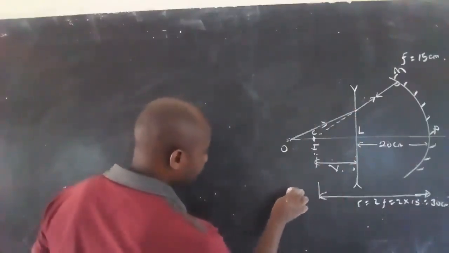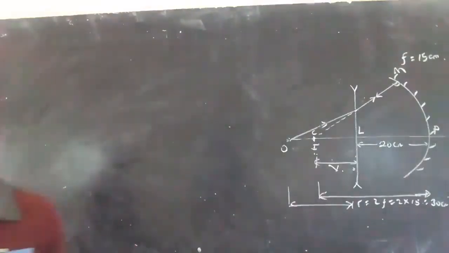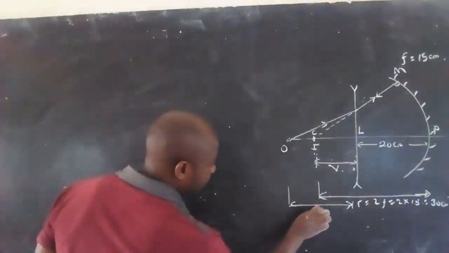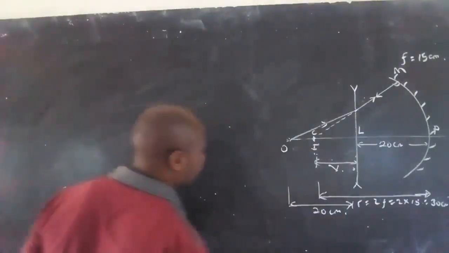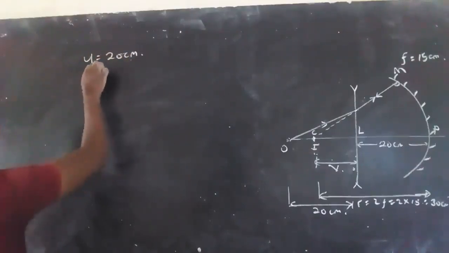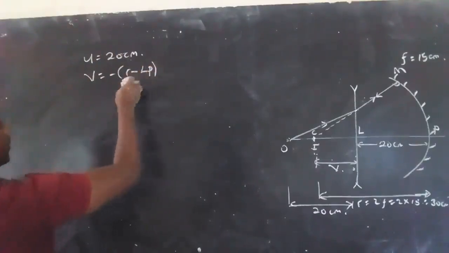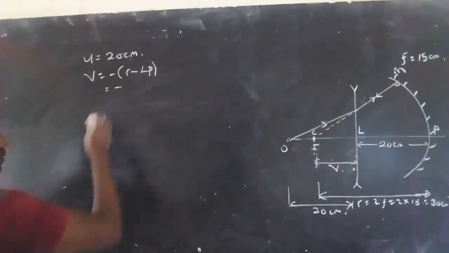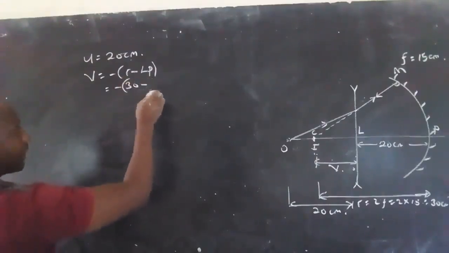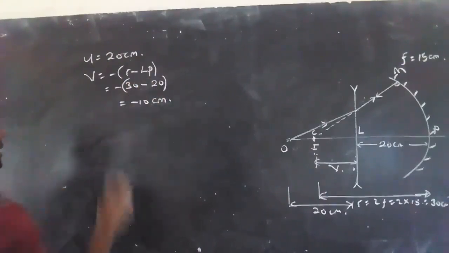Then they have given us our distance here. An object is placed 20 centimeters, so this is 20 centimeters. Meaning that our U is equal to 20 centimeters. Then our V, remember it is negative of R minus the separation, which is LP. Radius of curvature is 2F, that's 30, minus the separation, which is 20. Here you get negative 10 centimeters.